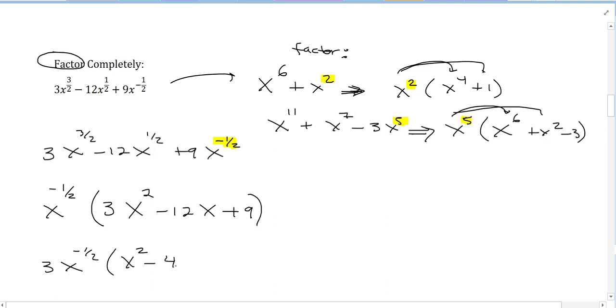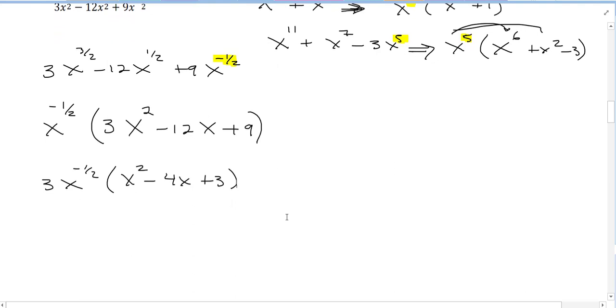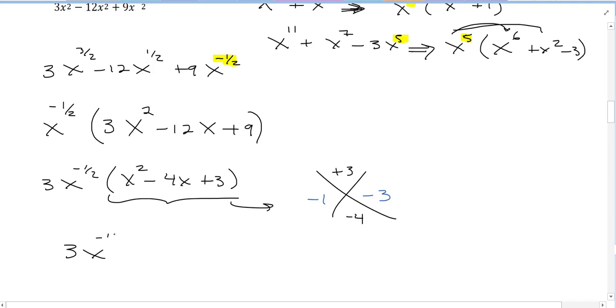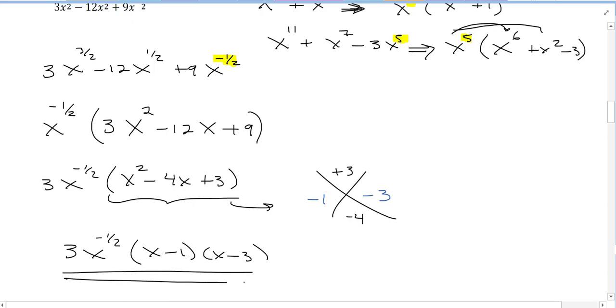So now I have x squared minus 4x plus 3. It is still a quadratic in there, so we want to make sure that we factor completely. Can this be factored? Can I find two numbers that multiply to positive 3 and add up to negative 4? Yeah, negative 1 and negative 3 work, right? Negative 1 times negative 3 is positive 3. Negative 1 minus 3 is negative 4. So this becomes 3x to the negative 1 half, and then I'm going to have (x minus 1)(x minus 3), and that will be completely factored.